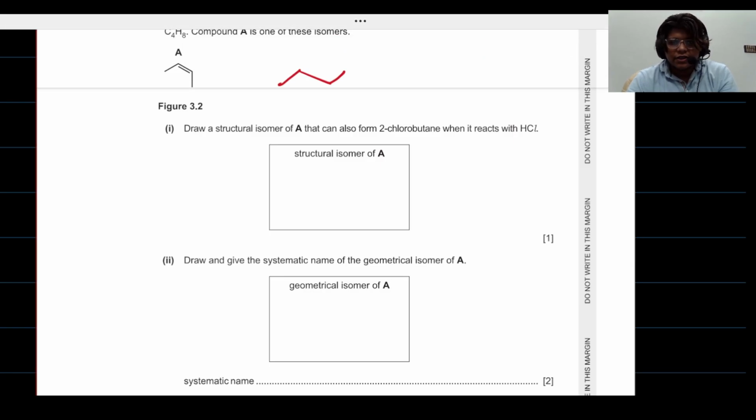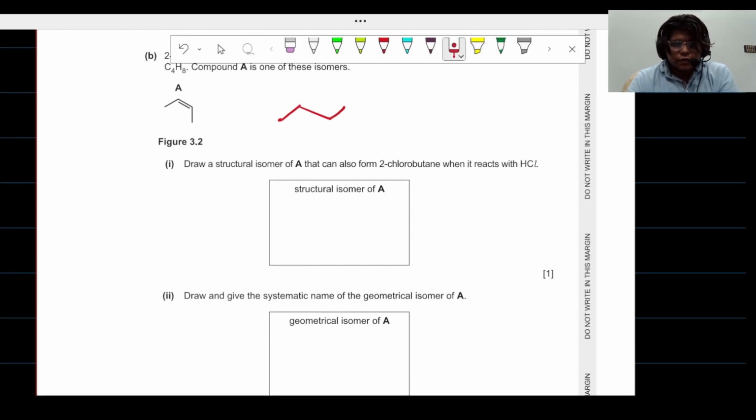So we have, this one is, if you look at it, this would be 1 2 3 4. So this is butene, right? So but-1-ene would also give us 2-chlorobutane, because the chlorine would be attached here, right? So it could be butene also. So this would be my isomer in this case.